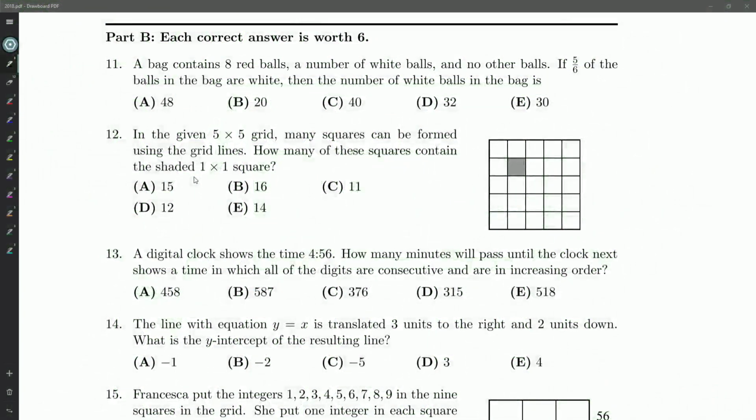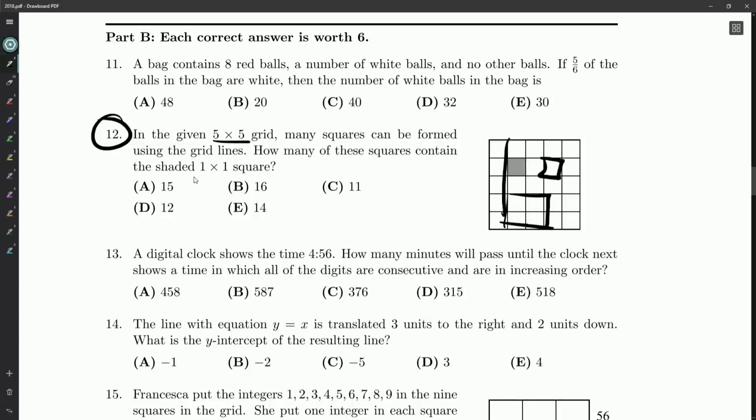Welcome back. Root Beer here, looking at question number 12 in this video on our Fermat paper. In the given 5x5 grid, many squares can be formed using the grid lines. Here's one. Here's one. You could draw a big one up here like this. How many of these squares contain the shaded 1x1 square? Okay.